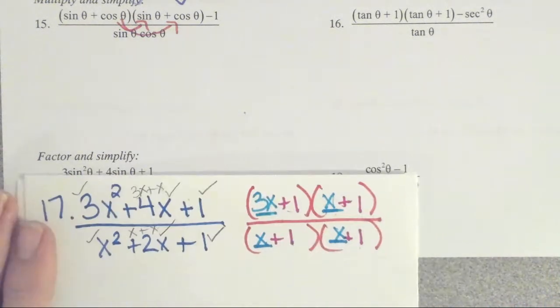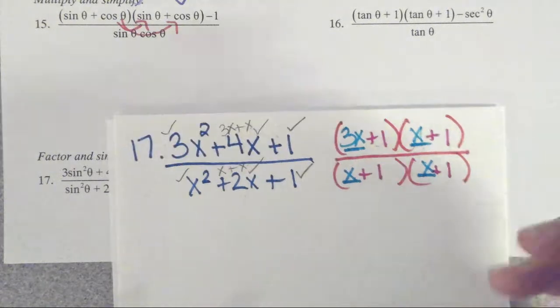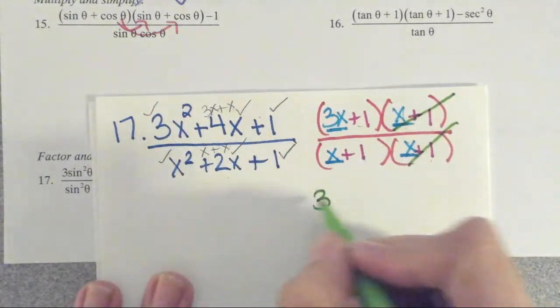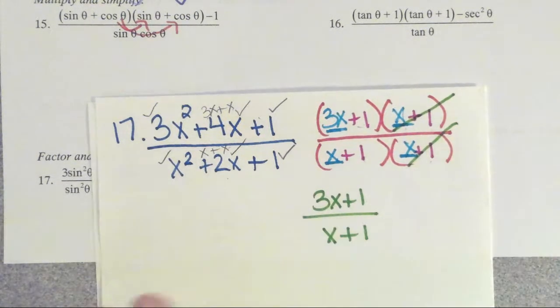After factoring, it says factor and simplify. Well, I can get rid of stuff. I have an x plus 1 on the top, and I have an x plus 1 on the bottom. So these are going to cancel out, and we're left with 3x plus 1 over x plus 1.